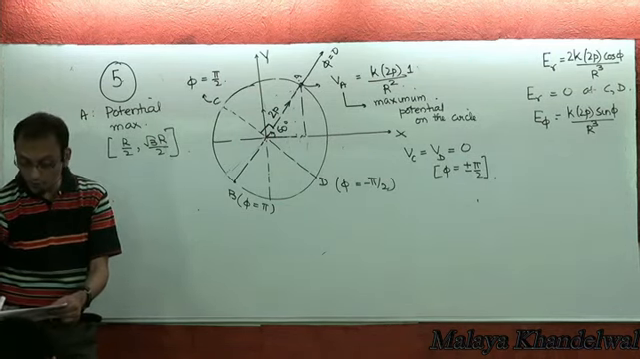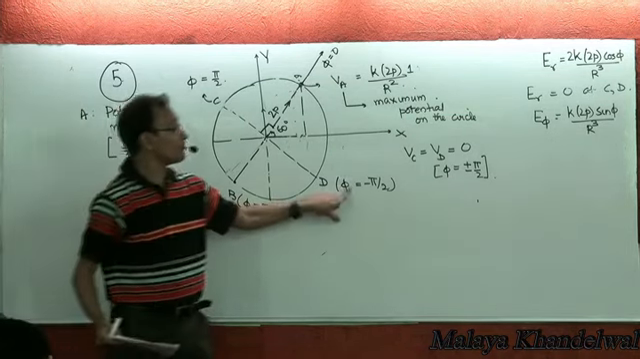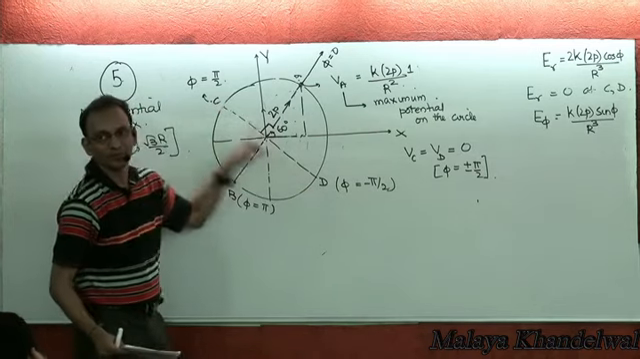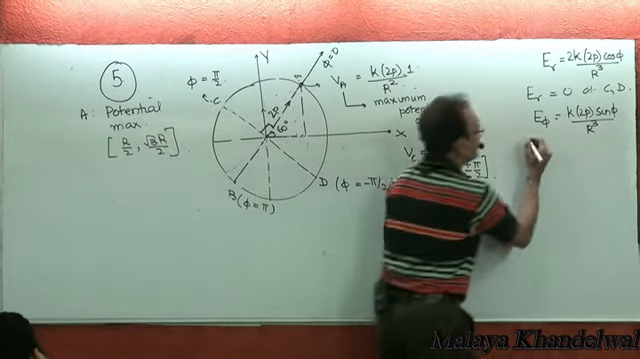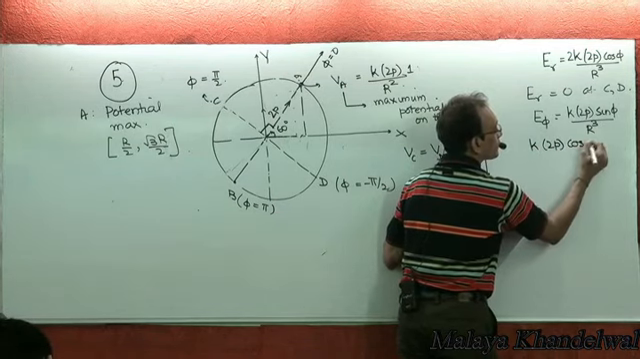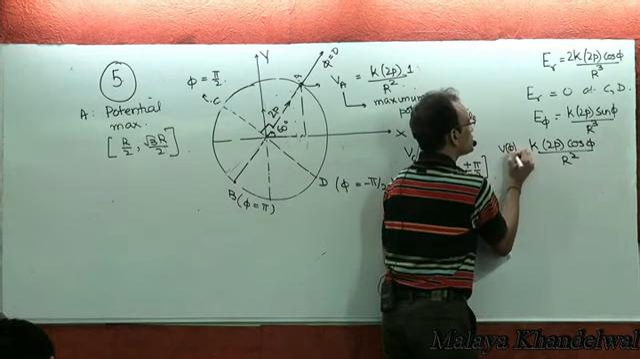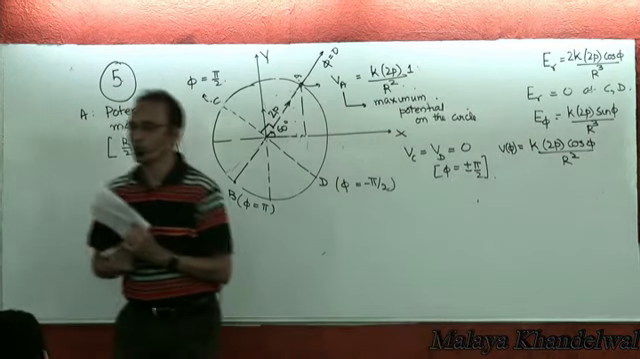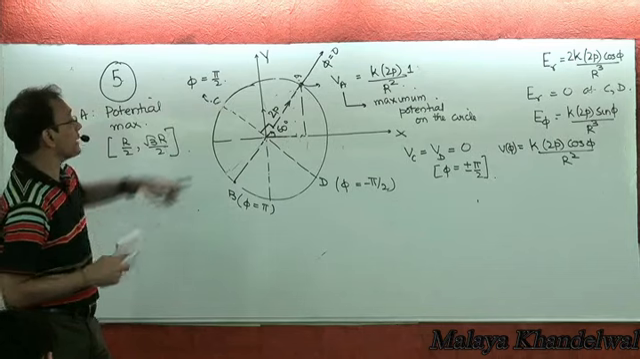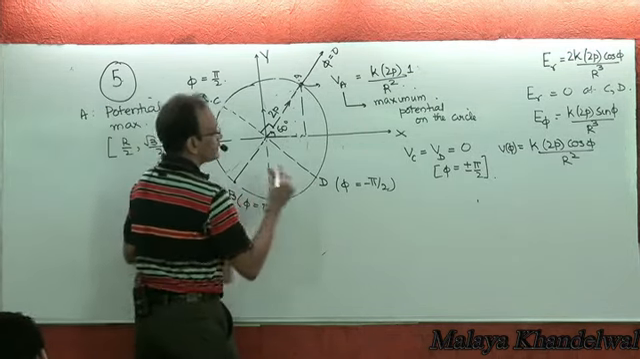Now B, coordinates of a point on the circle where potential is 0. Now potential will be 0 for phi equal to plus and minus pi by 2. Right? Potential is given by K times 2p cos phi by R squared. That's the potential at any phi with respect to the dipole. Yes or no? And do you realize the point D?